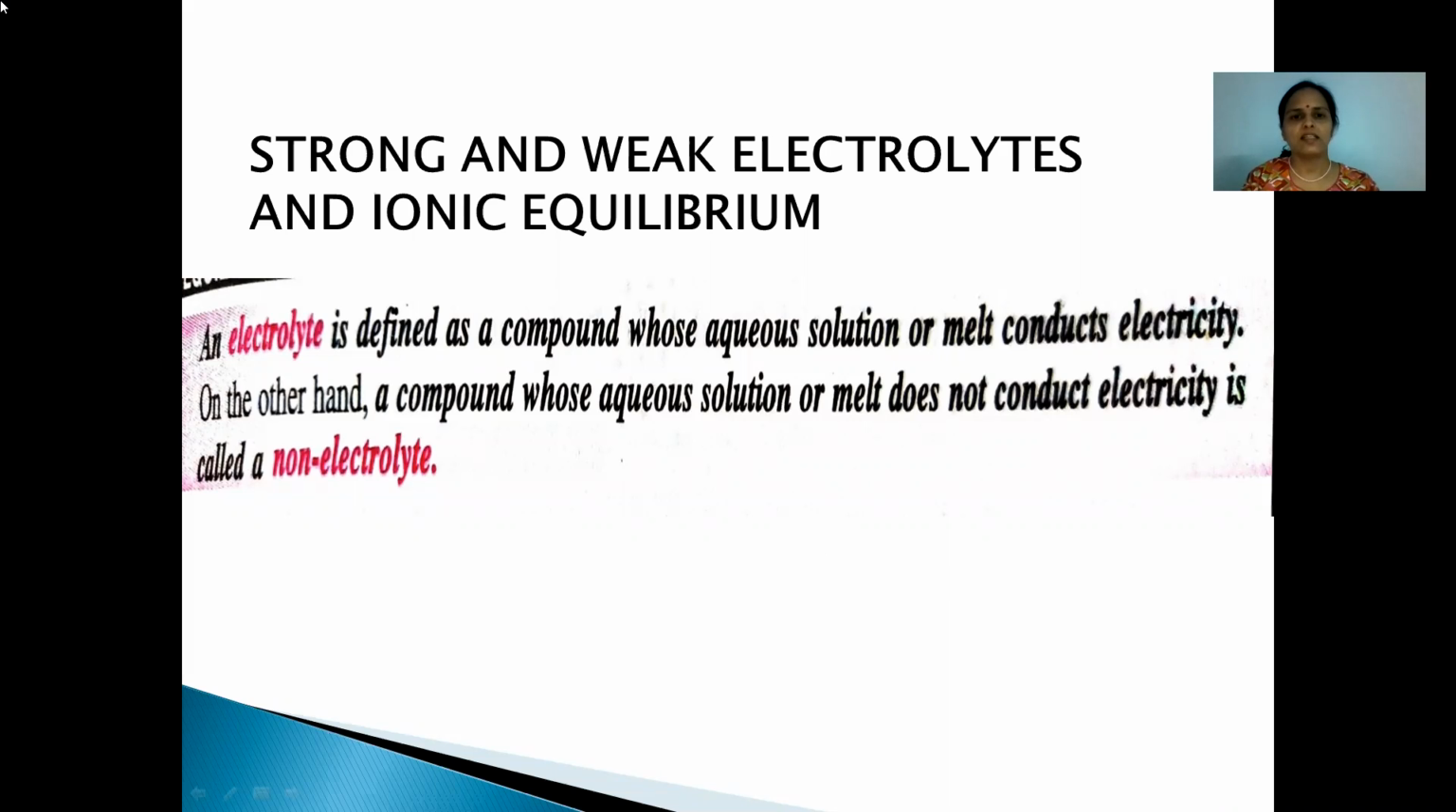On the other hand, a compound whose aqueous solution or melt does not conduct electricity is called a non-electrolyte. So we'll see about strong and weak electrolytes. Before that, you should know about degree of dissociation.